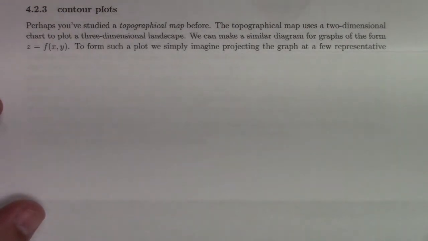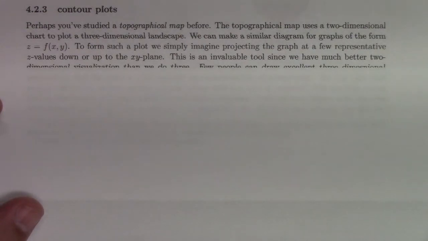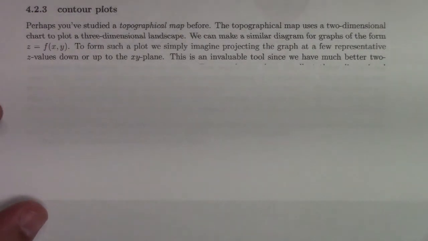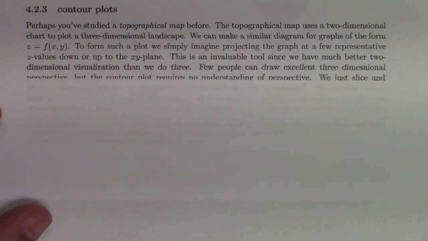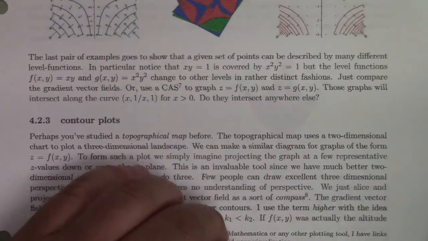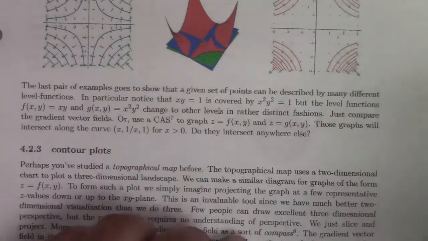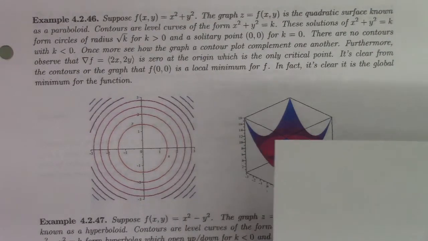And so the idea of a contour map is to make similar graphs for graphs of the form z equals f of x, y. To form such a plot, we simply imagine projecting the graph into a few representative z values, either down or up to the xy plane. This is really useful because, of course, we can look at two-dimensional plots, but it's hard to do 3 dimensions justice.